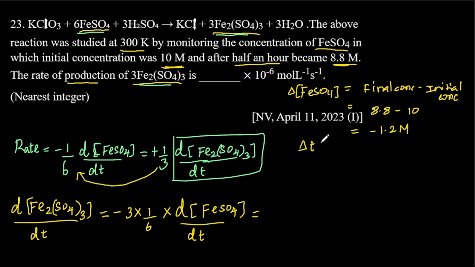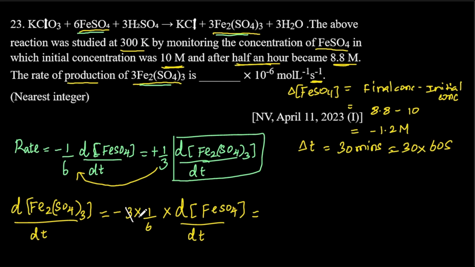And the change in time is given as half an hour. So half an hour is 30 minutes. But if you see the unit of rate, time is given in seconds. So 30 minutes is equal to 30 into 60 seconds. So let us keep that.